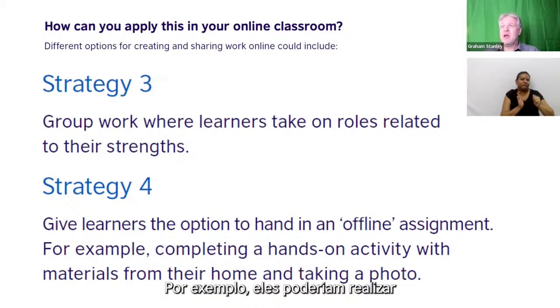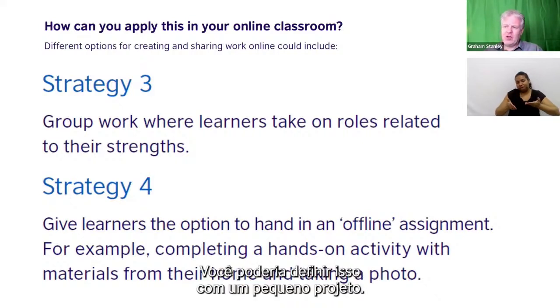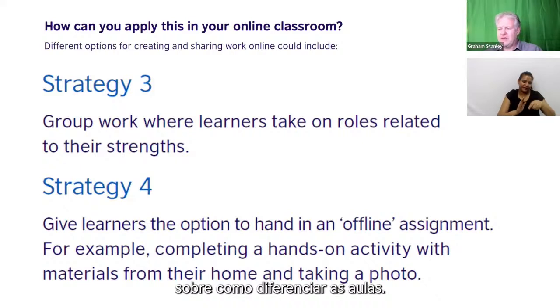So, for example, they could complete a hands-on activity with materials from their home, and they could take a photo, or they could produce something. You could set a little project for them. There are all sorts of things you can do once you start thinking about it and how you can differentiate.